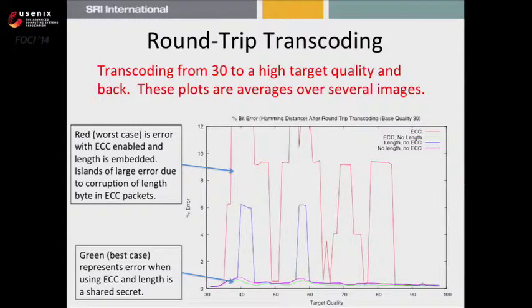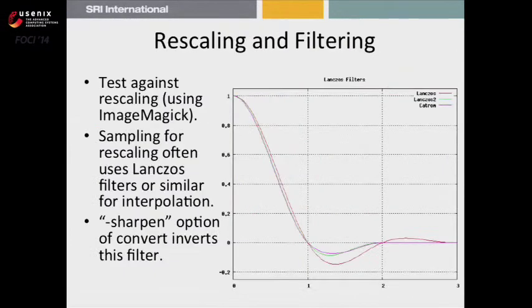So that kind of suggests that maybe a dumb scheme for embedding length or encoding length. But the green seems to be the best case here, where length is a shared secret, but we're still using ECC. The errors go down quite a bit. But that's also the case for no length and no ECC. ECC makes it a little bit better, but it's not too dramatic in this case.